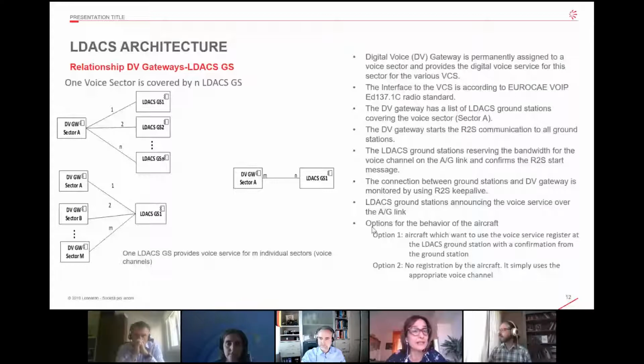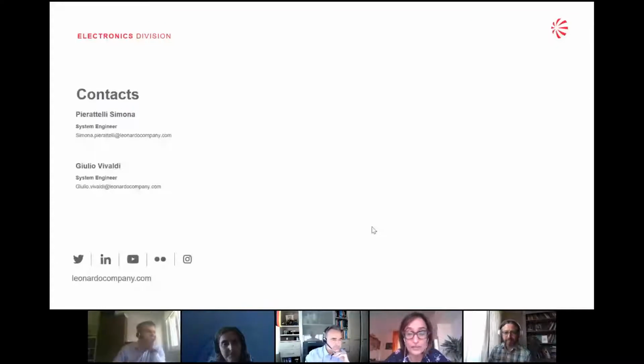Two options are now under analysis for the aircraft. In the first option, the aircraft which wants to use the voice services registers on the LDACS ground station and is confirmed for the possibility to use voice services from the ground station. In the second option, no registration of the aircraft is needed, but the aircraft simply uses the voice channel. This is my presentation. Thanks for your attention. I will leave the floor to Ruben.